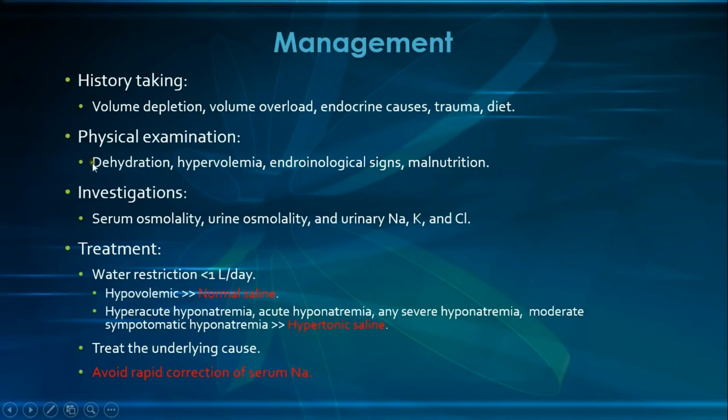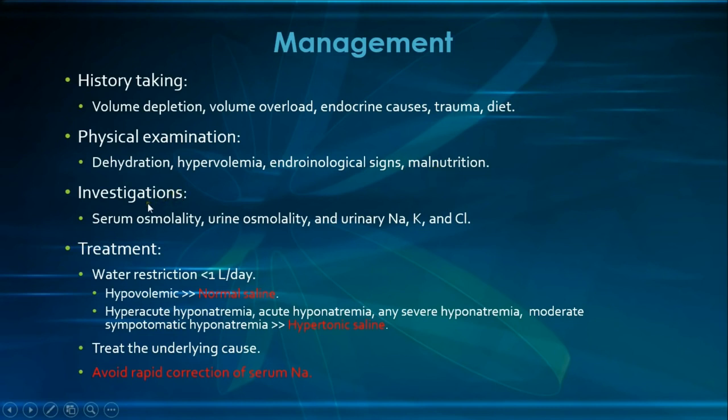And then we go to the physical examination and we start looking for any dehydration signs, as seen in decreased skin turgor, or decreased JVP, or hypotension, or even decreased urine output. And then we look for any signs of hypervolemia, as seen in peripheral edema or in ascites. And then we look for clinical manifestations of any endocrinological diseases, as in diabetes or hypothyroidism. And then we assess the patient for any malnutrition, indicating any beer potomania or tea and toast diet.